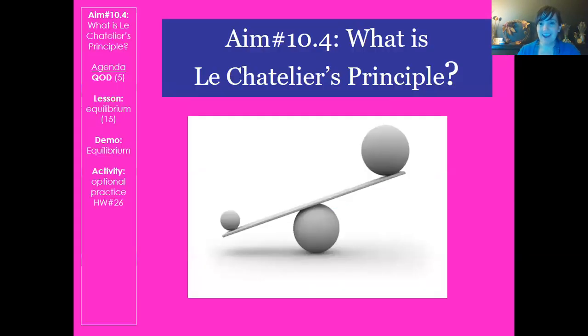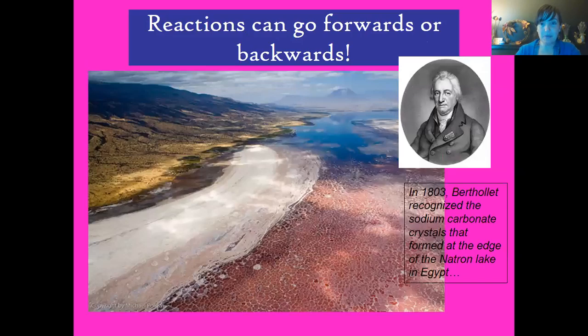Okay. All right, our lesson today is 10.4. What is Le Chatelier's principle? So the first thing to know is that a reaction can go forwards or backwards. And one of the first people known to figure this out was Berthollet in 1803.